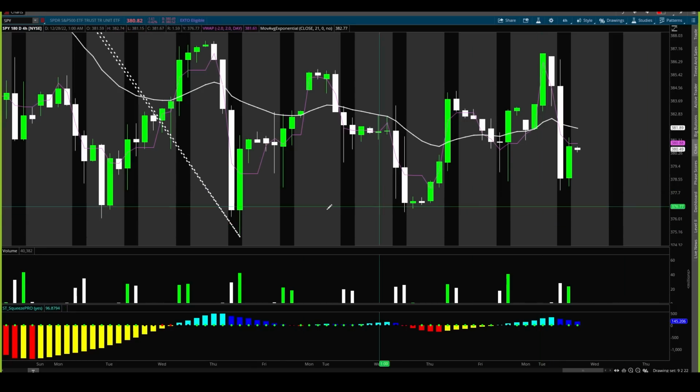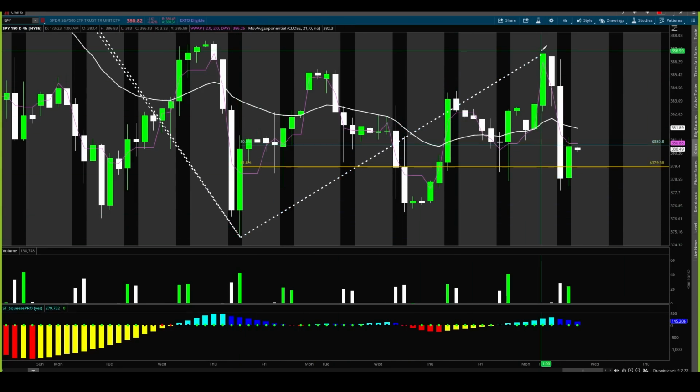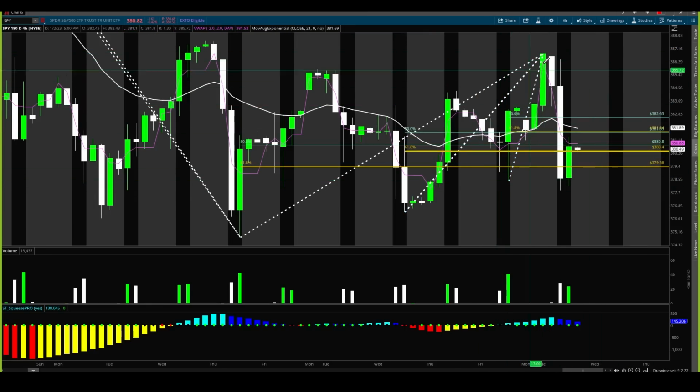But what we did have was a potential bounce. So I took this low to the pre-market high, and then this low to the pre-market high, and then I also took this low to the pre-market high. Again, this was all happening before the trading day opened, so ignore everything to the right of here. And you can see that we actually got confluence.